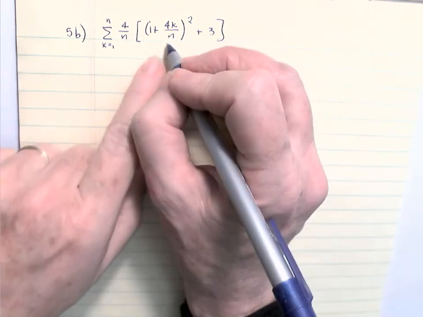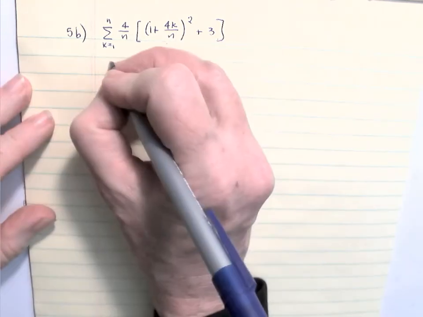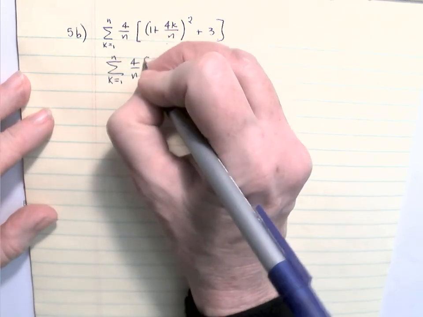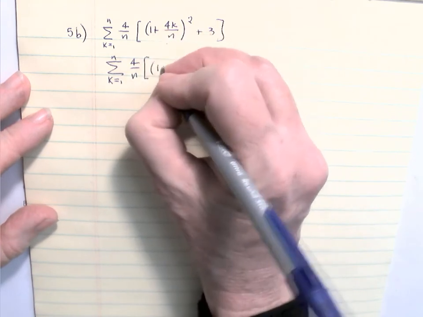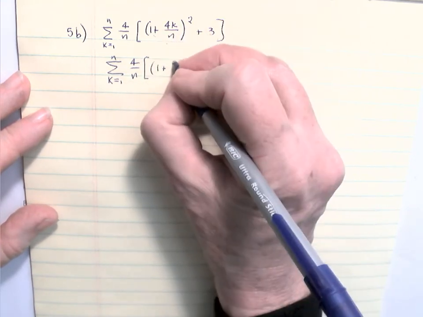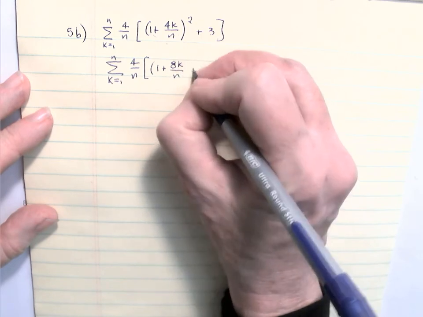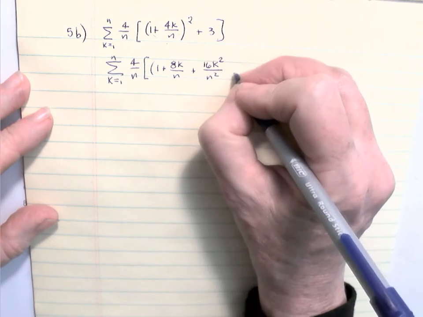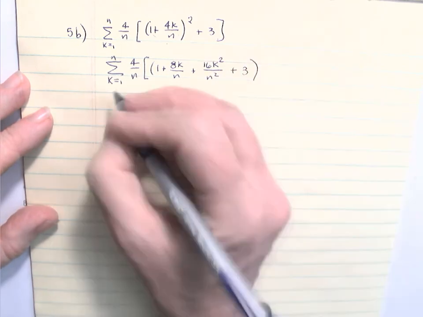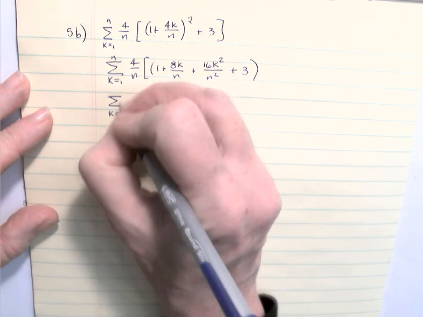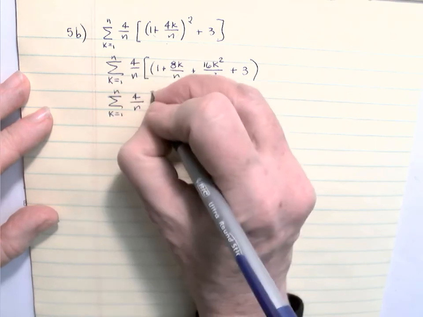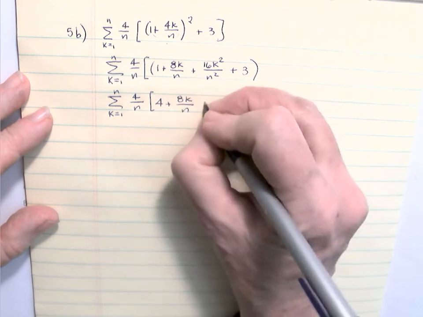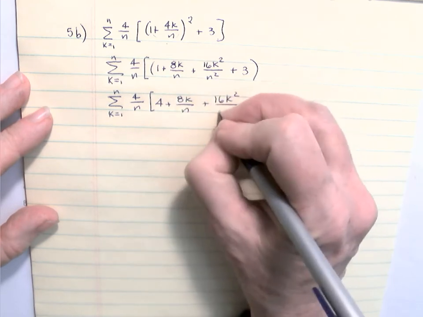So I'm going to first square what I need to square. So k goes from 1 to n. We're going to have 4 over n. You should know how to square a binomial. You know that this is going to be 1 plus twice the product there, so 8k over n, plus this last term squared, 16k squared over n squared. And then we're going to have plus 3. I'll clean it up a little bit. k goes from 1 to n. We have 4 over n. And inside this, we're going to have 4 plus 8k over n plus 16k squared over n squared.